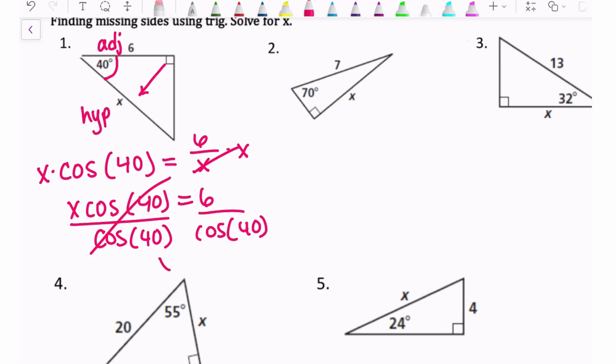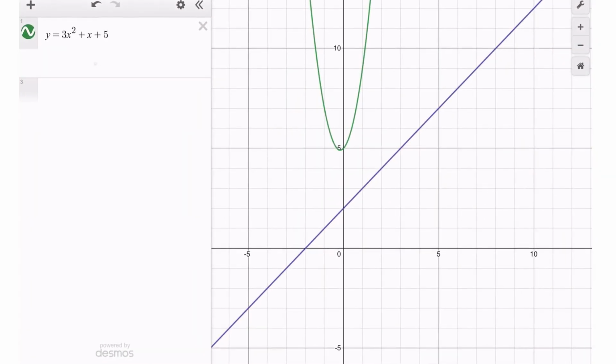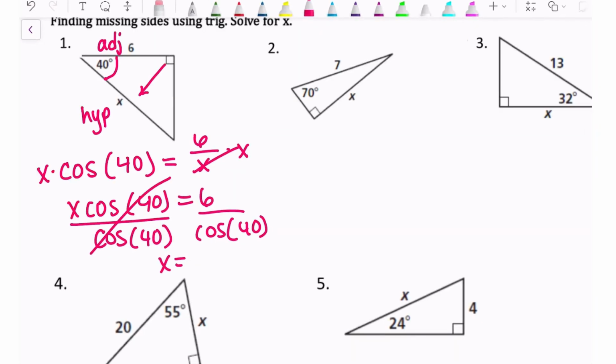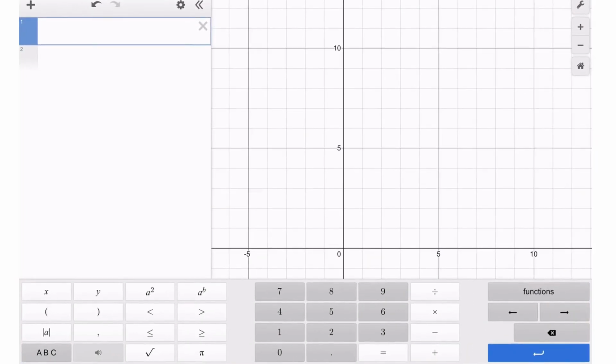And then you need to make sure your calculator is in degree mode. If you're using a TI-84, you just hit mode and check it there. If you're using Desmos, the wrench is where you change it from radians to degrees. So I want degrees, and then I simply type in 6 over the cosine of 40. And I'm going to round to the nearest tenth, so 7.8.